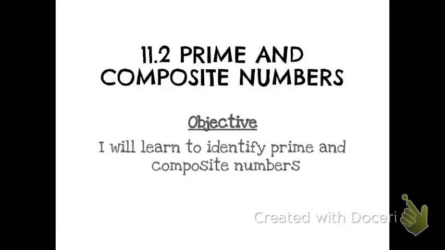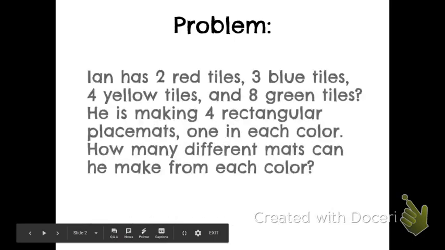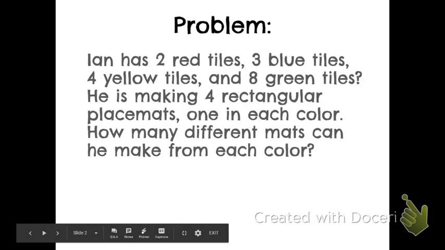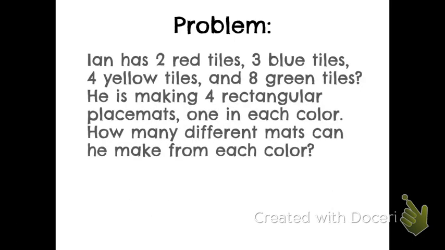Today's lesson is 11.2, Prime and Composite Numbers. The objective is that I will learn to identify prime and composite numbers. The first problem we're looking at says Ian has 2 red tiles, 3 blue tiles, 4 yellow tiles, and 8 green tiles. He is making 4 rectangular placemats, 1 in each color. How many different mats can he make from each color?